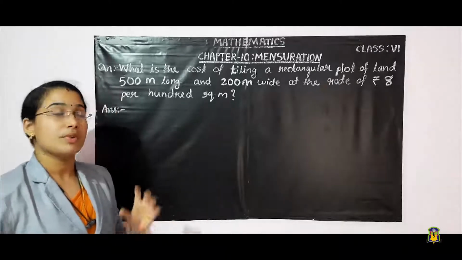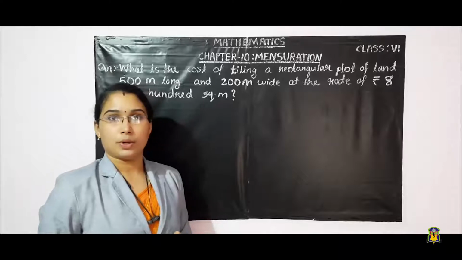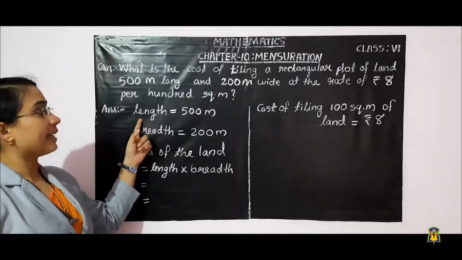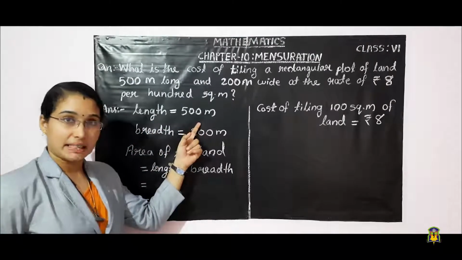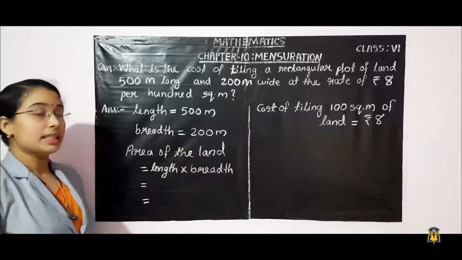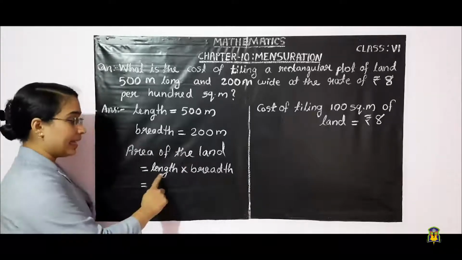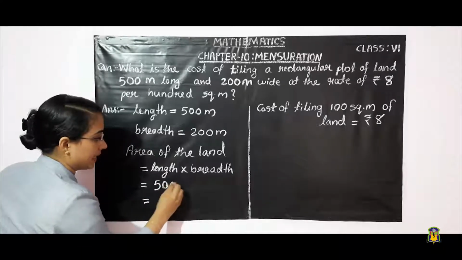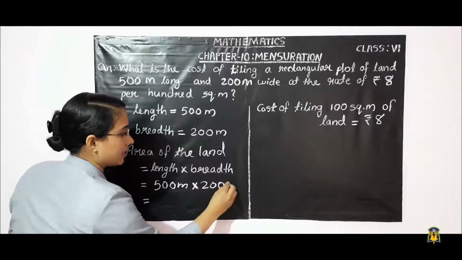So before that we want to find out the area of this rectangular plot. Okay. So what is the information given in the question? Length is given, that is 500 meter. So length is equal to 500 meter. Then breadth is equal to 200 meter. Then we want to find out the area of the land. Area of the land is length into breadth. Then what is length? That is 500 meter into breadth 200 meter.